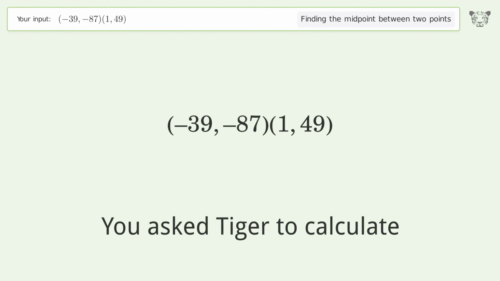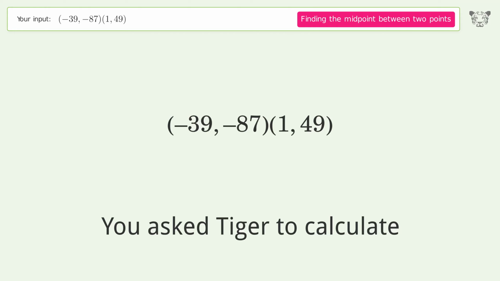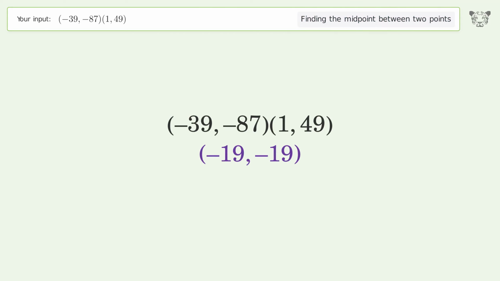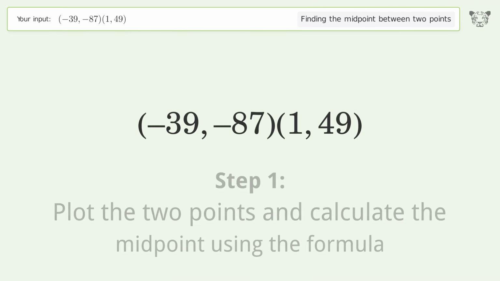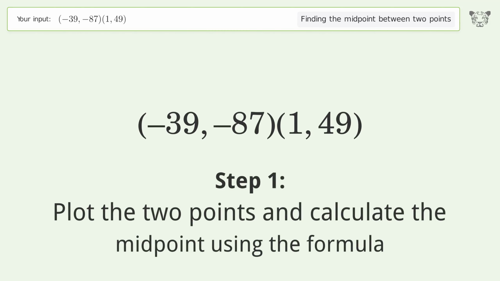You ask Tiger to calculate. This deals with finding the midpoint between 2 points. The midpoint between the 2 points is -19, -19. Let's solve it step by step. Plot the 2 points and calculate the midpoint using the formula.